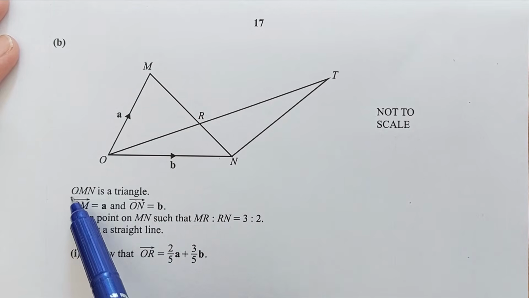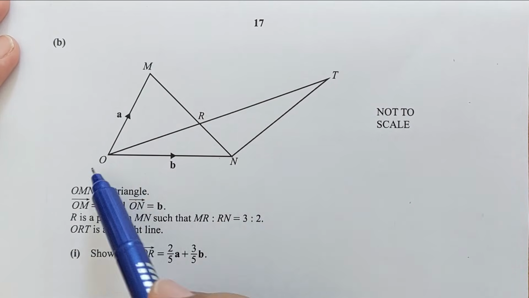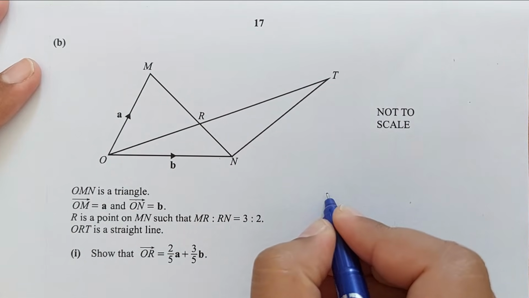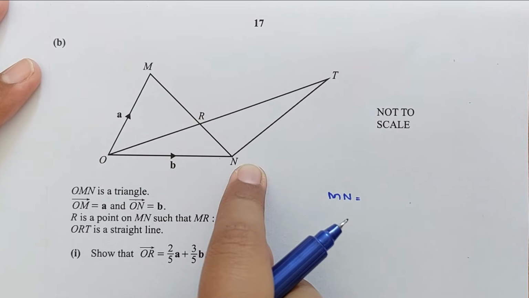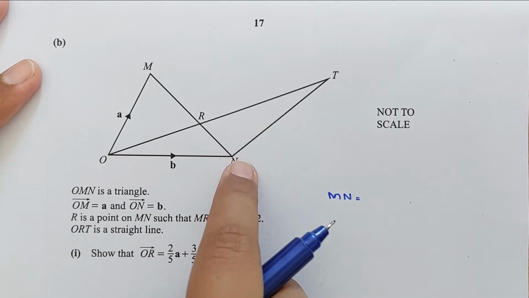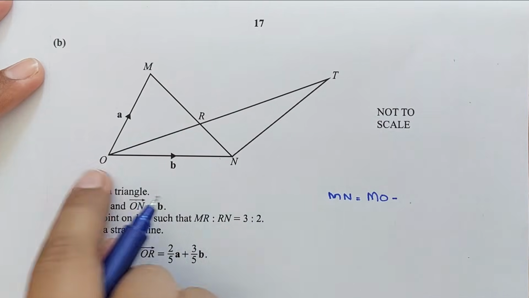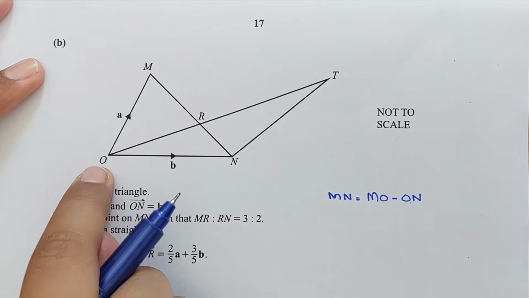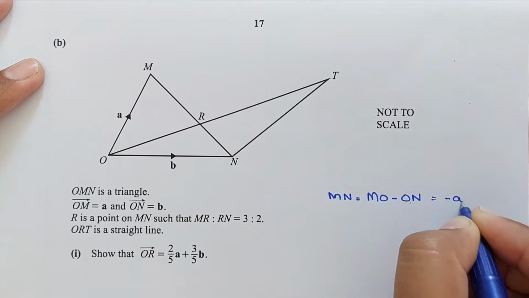Now for part B, OMN. OMN is a triangle. O to M is A, O to N is B. OM and ON. What is MN? So M to N is M to O and O to N, right? So that is gonna be MO plus ON. MN follows the path MO and ON. This is negative A and this is positive of B. So minus A plus B.